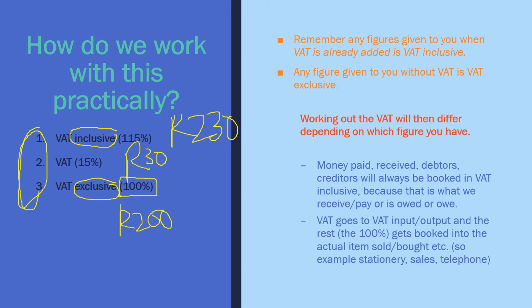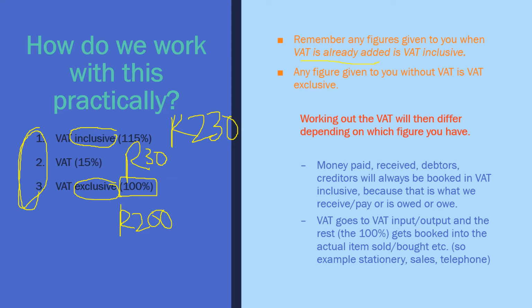Towards the right of the slide, just again some terminology. If you are given figures and they tell you that VAT is already added, that means it's VAT inclusive. It means it's 115%. Any figure that they give you without VAT is VAT exclusive, which means it's equal to 100%. The reason why this is relevant is because you need to know how to get from VAT exclusive to VAT inclusive, and from VAT inclusive to VAT exclusive, and work out the VAT, because the VAT tells us how much we need to pay over to SARS or claim back from them, depending if it was a purchase or an income.